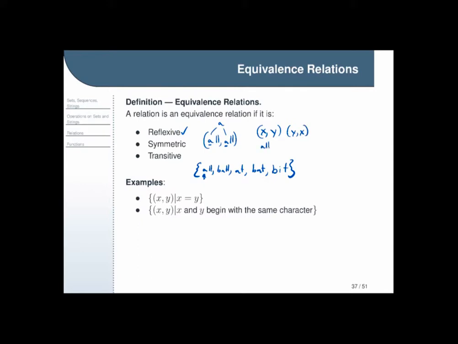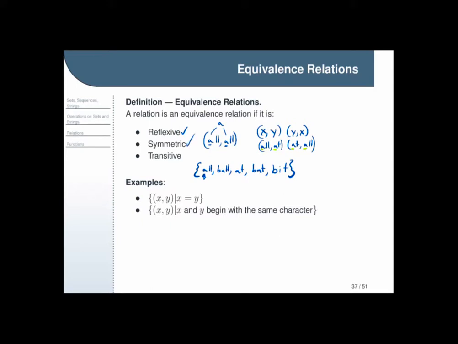If "all" is related to "at", then do I also expect that "at" is going to be related to "all"? To break that down a little further, what I'm saying is if these two strings have the same first character, then can I reverse them in the tuple, and will that also be true? Well, yeah, it's true because reversing them doesn't change the first character. So I think it's pretty straightforward to say, okay, that's probably also going to be symmetric, right?